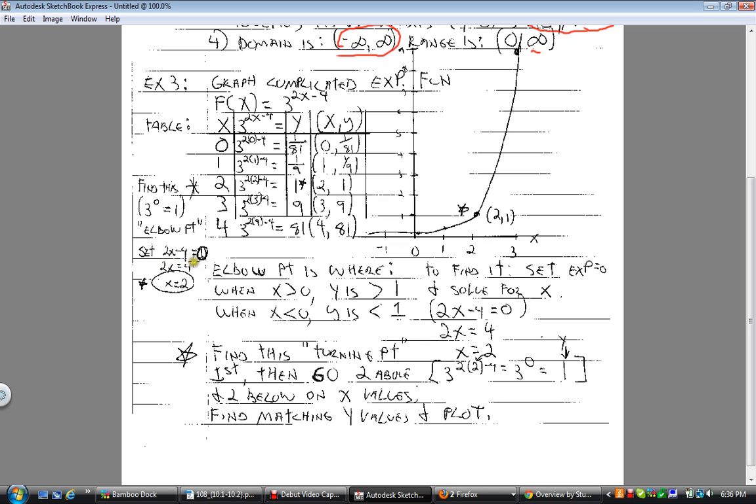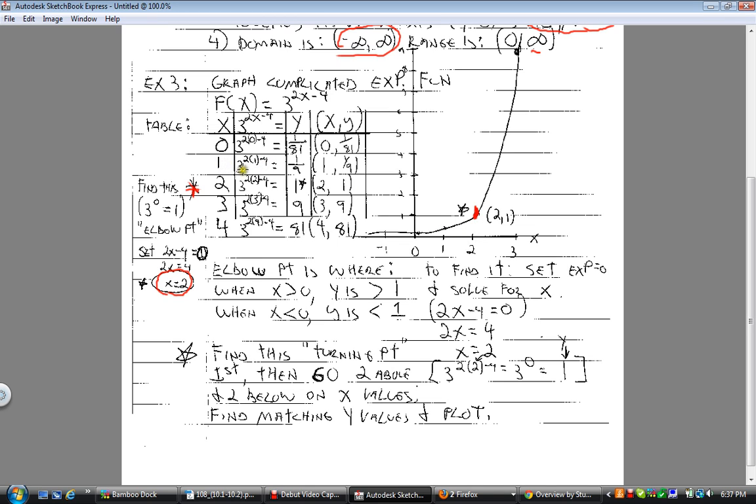We'll add 4 to both sides, divide by 2, and we've got that x equals 2. So that's a critical point you always want to find. That's why I've got the star here. This is called the elbow point. When x equals 2, it produces 3 raised to the 0, which is 1, and 2 comma 1 is your elbow or turning point. Now for these graphs, when you're doing My Math Lab, you just need to get a general feel. I recommend you go on the x-axis, 1 down and 1 above where you found the turning point.